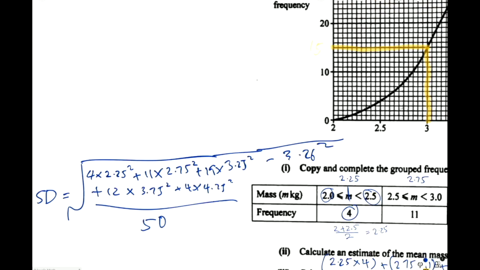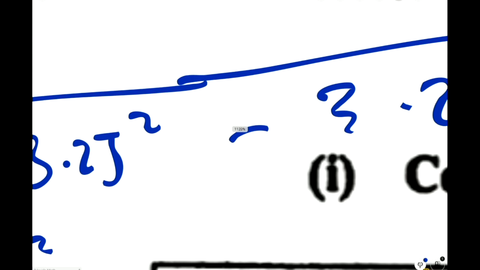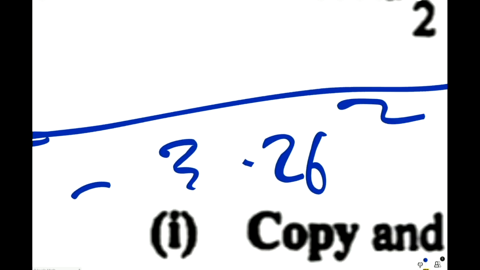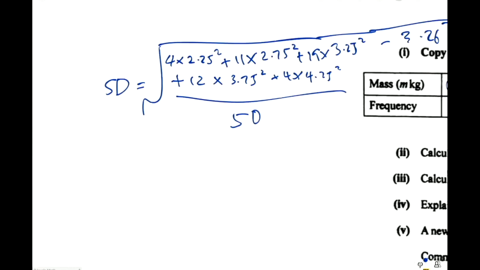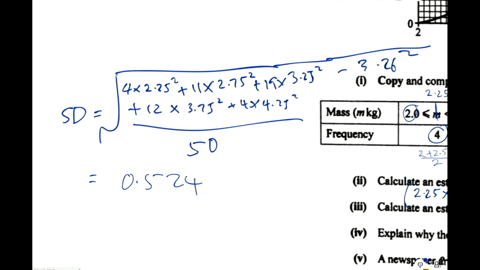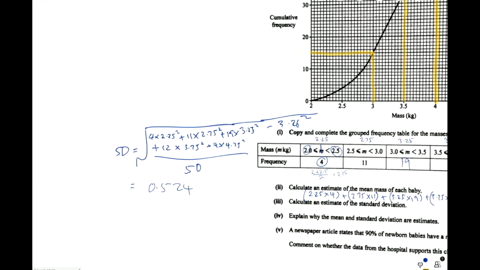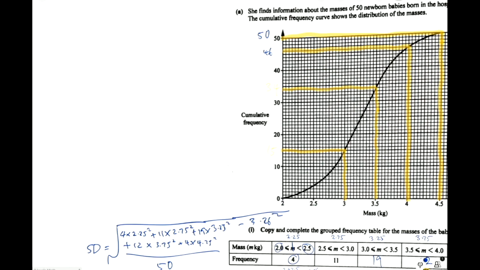Then the final outcome must minus the mean square. So you can refer to the formula as to how it is done, and you should get 0.524. Okay, use the formula. Any question on standard deviation? No. Okay, so we're going to just continue.